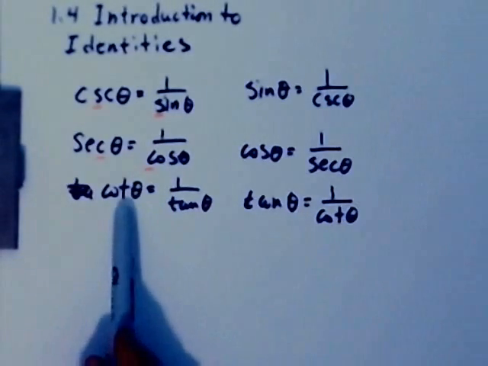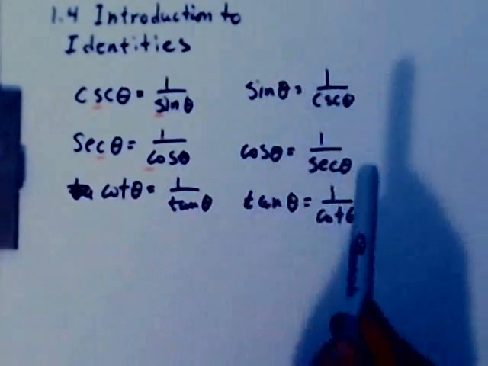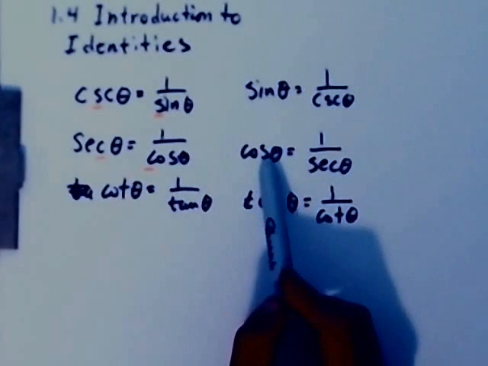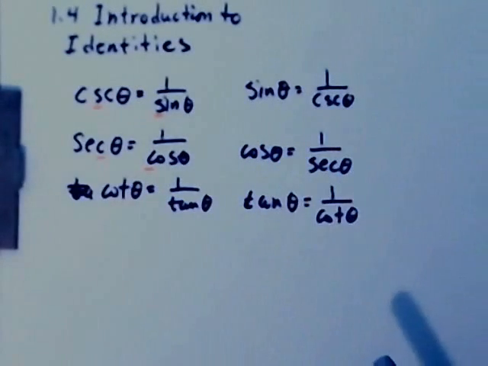So here we go. Cotangent is 1 over tangent. Sine is 1 over cosecant. Of course, the flip of the cosine is 1 over the secant, and the tangent is 1 over cotangent. We are going to be doing one more of these. Let's see how we're going to do something like that. Okay, let's prove one of these.